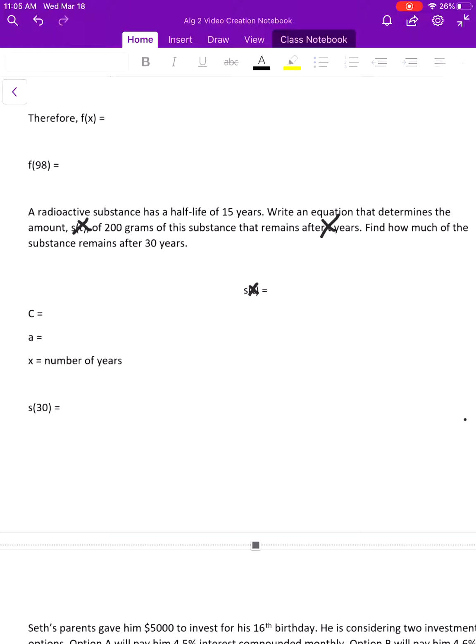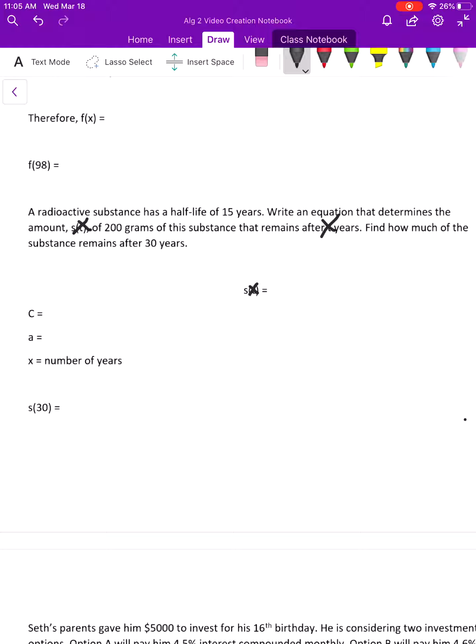Today we're going to continue our work with writing equations for exponential functions over different compounding times. And so let's start with an example. It says a radioactive substance has a half-life of 15 years. Write an equation that determines the amount, S of x, of 200 grams of this substance that remains after x years. Then find out how much of the substance remains after 30 years.